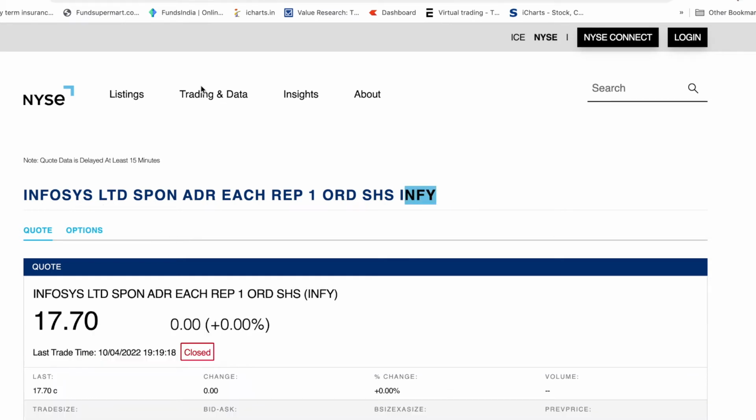Okay, so what does this mean? And how come it is listed over there in New York Stock Exchange? So this is a story about ADR, American Depository Receipts. That's what we are going to see now.